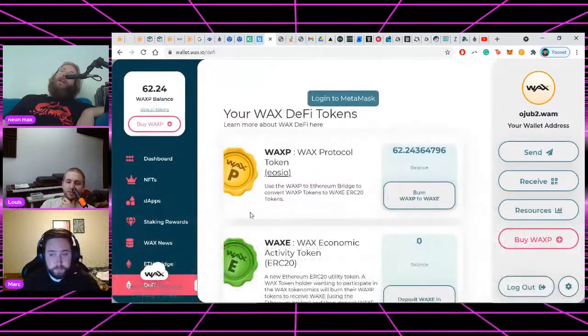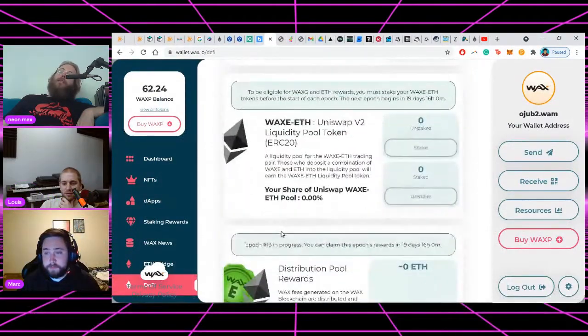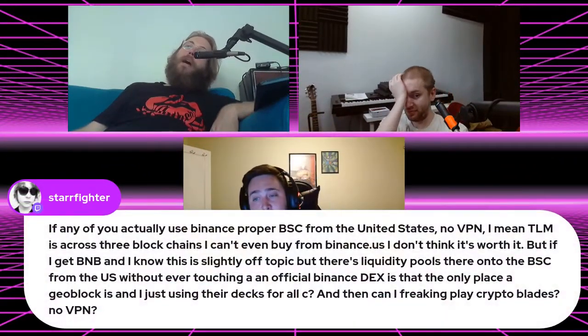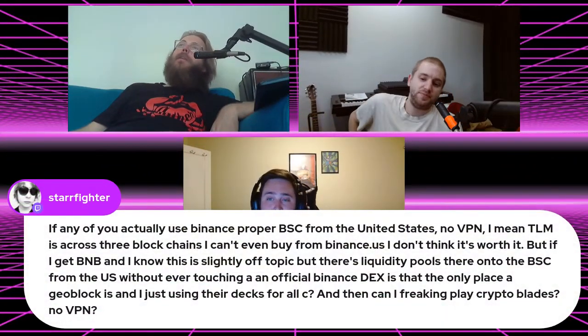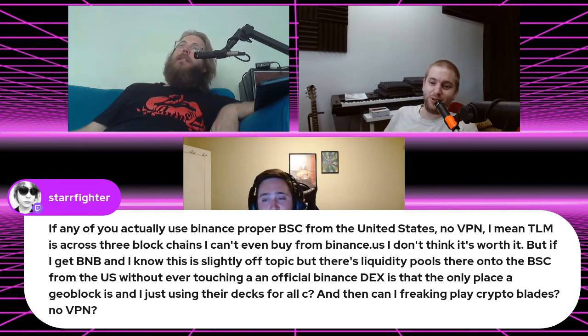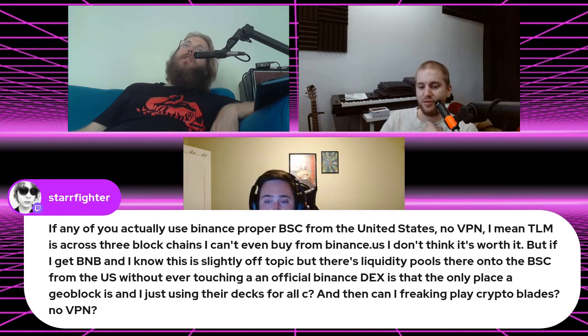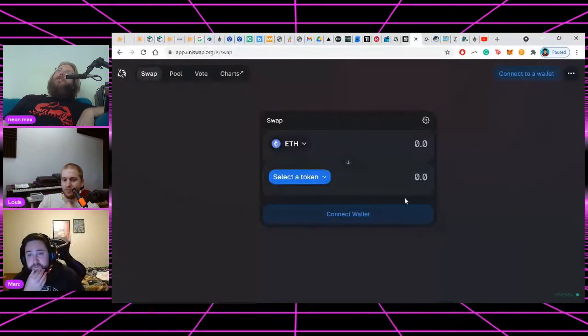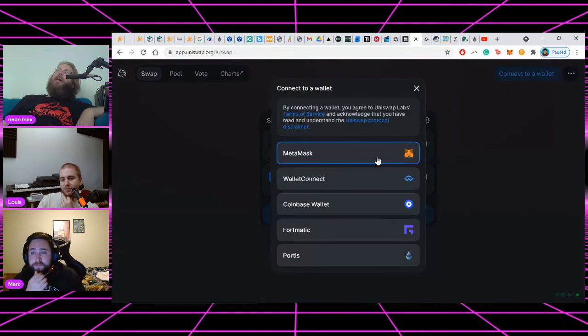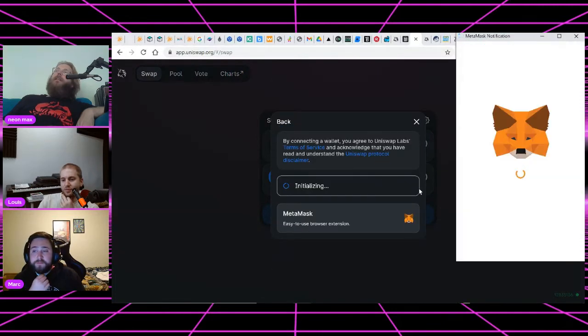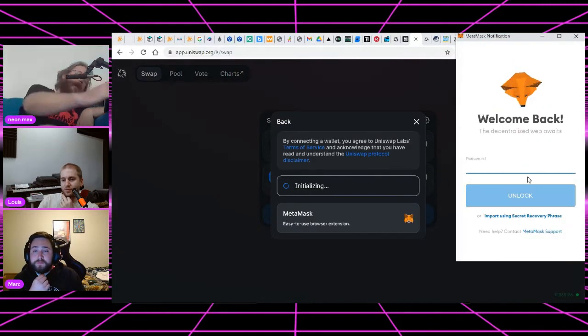Yeah, if you want Wax E, if you want to participate in getting the governance tokens, I would say rather than burn your Wax P to get Wax E issued, just buy the Wax E directly on Uniswap. I don't think you can go from Wax E back to Wax P. If you go to app.uniswap.org, you can go to swap, and then you can connect with MetaMask. Let me connect.